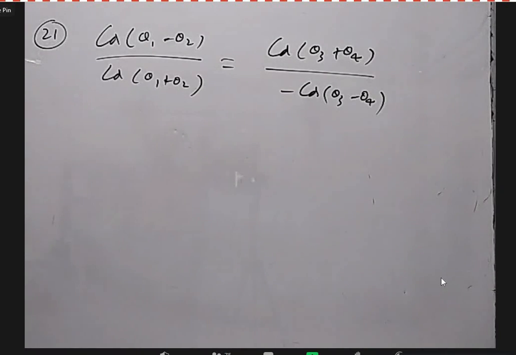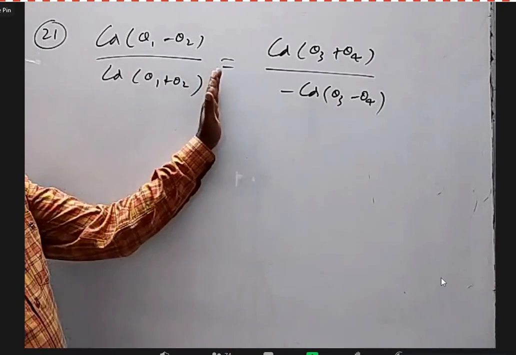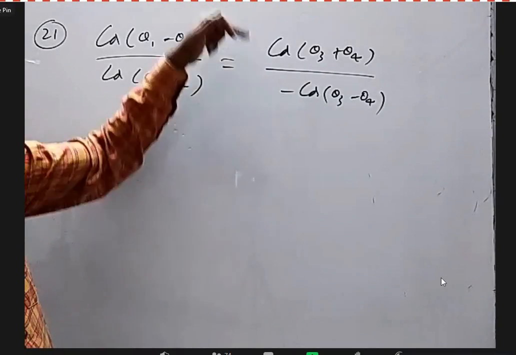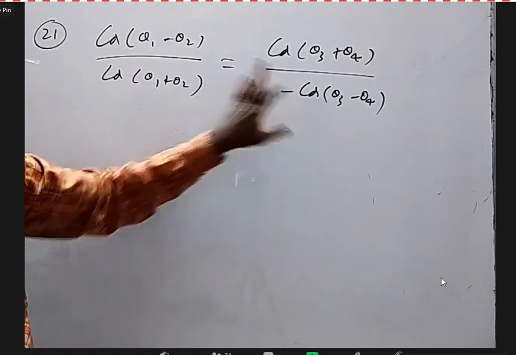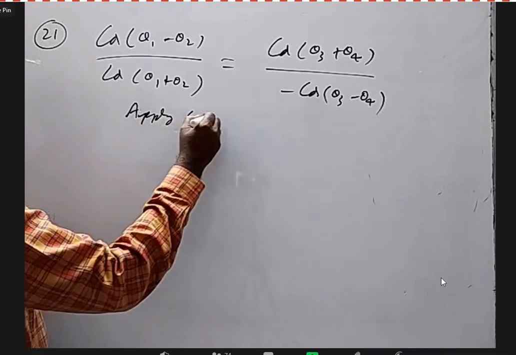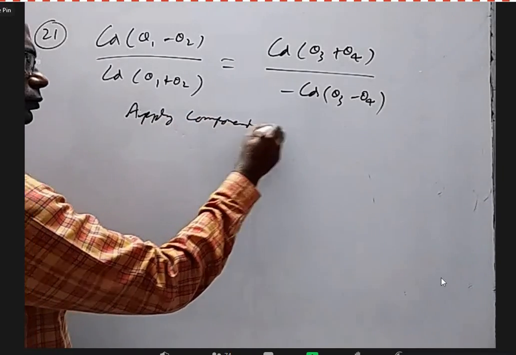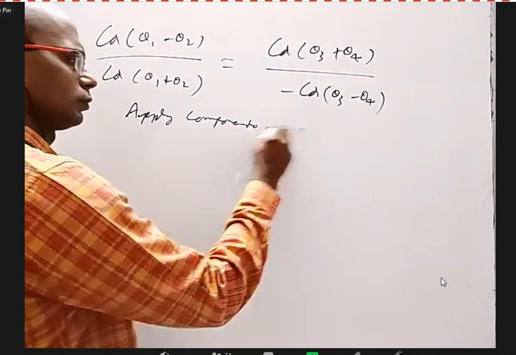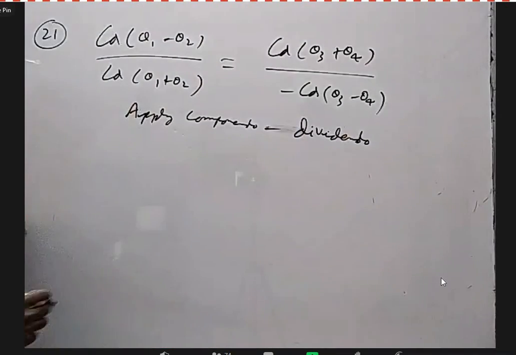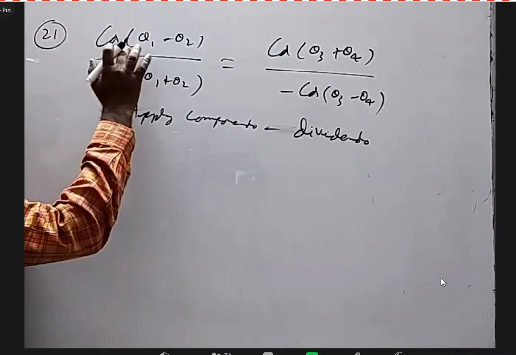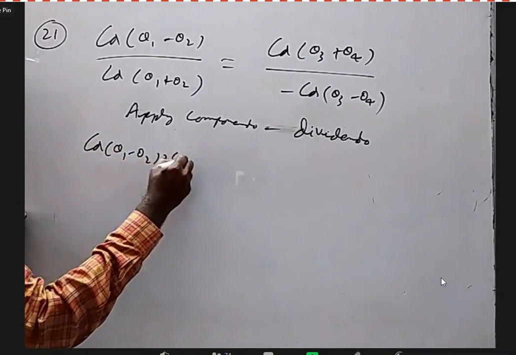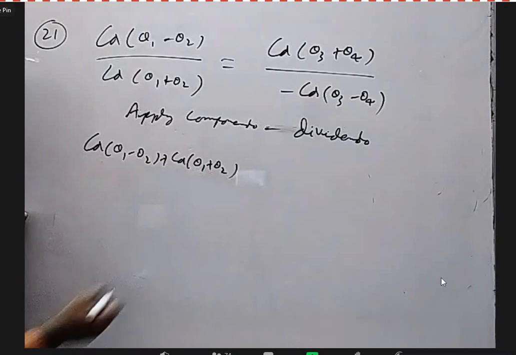So what I have done is one fraction. They gave something plus something equal to 0. One of the fractions I sent to that side. Because that minus should come, I can put it in the numerator or denominator. I gave it in the denominator. Now I'm going to apply componendo dividendo. If two fractions are equal, for the first fraction, numerator plus denominator: cos theta 1 minus theta 2 plus cos theta 1 plus theta 2.